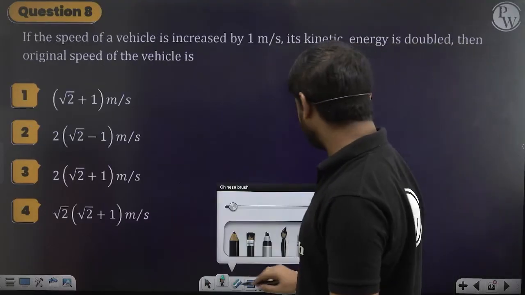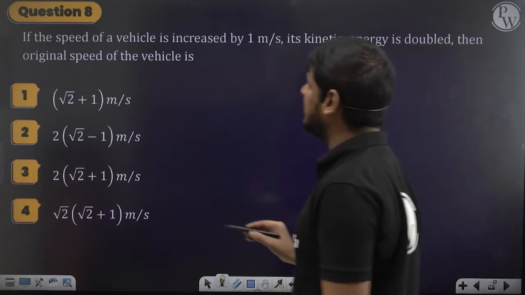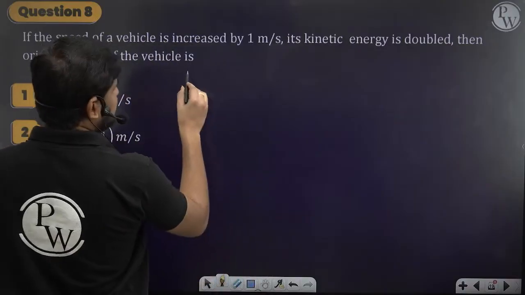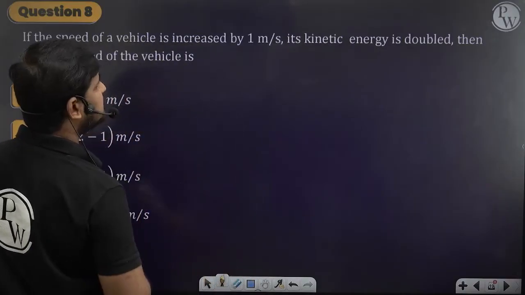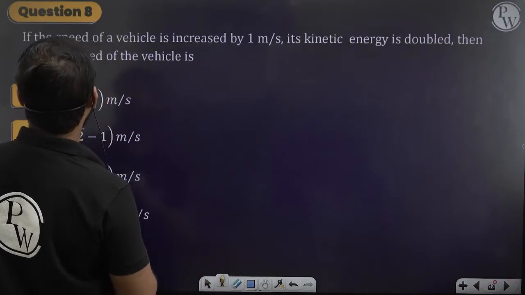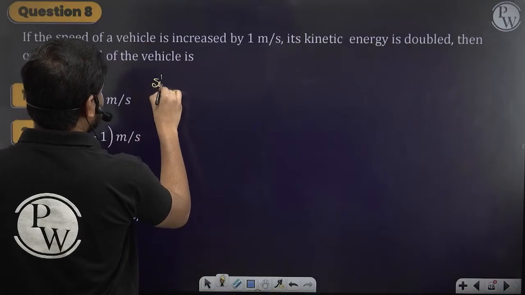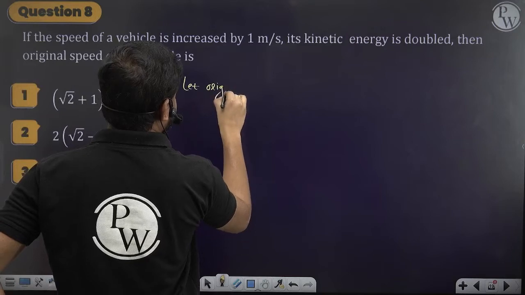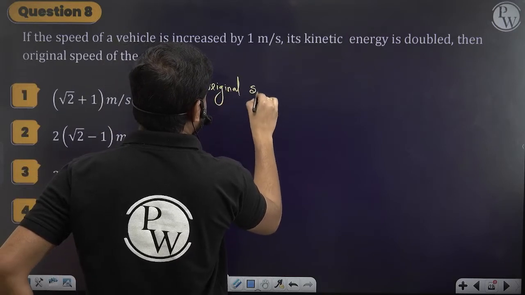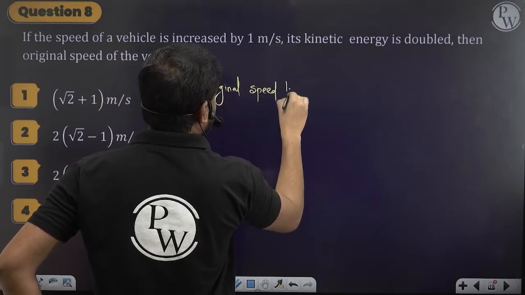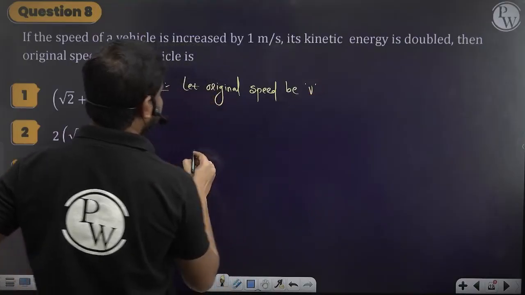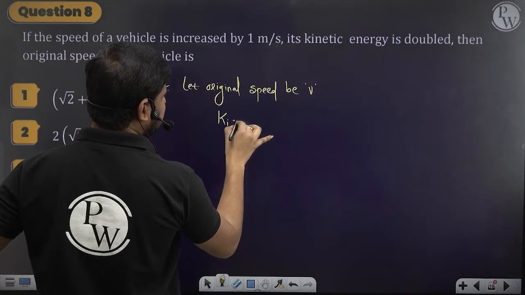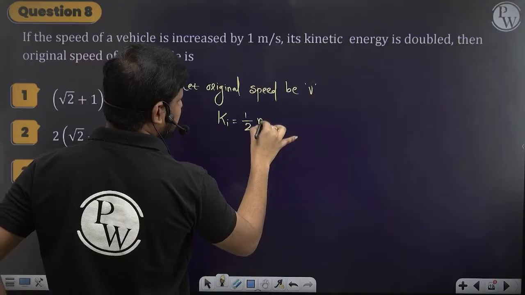Chalo. So let's take one more question. What does the question say? If the vehicle speed is increased by 1 meter per second, its kinetic energy is doubled. Find the original speed of the vehicle. So first, let the original speed be v. So if the original speed is v, the initial kinetic energy is half mv square.